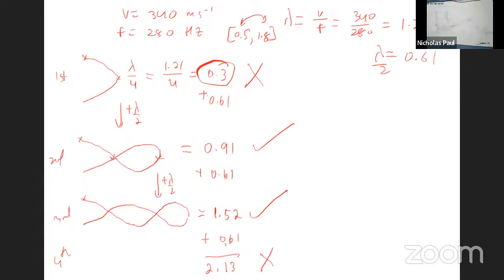So our answer will be at, sorry, I wrote the wrong thing, 0.91. We will hear it at 0.91 meters and 1.52 meters. Right, so we'll hear the second and third harmonic. Are you okay with that?